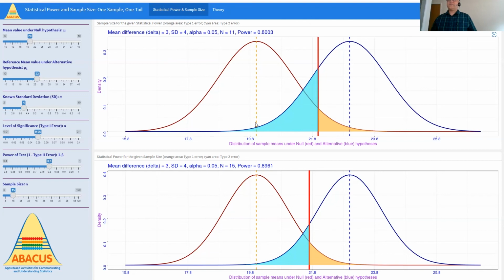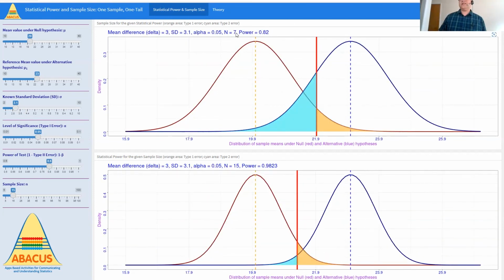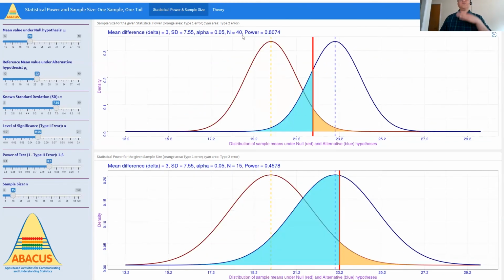So if your difference is big, you need fewer samples, and if your difference is small, you need more samples. It will also depend on the standard deviation. If you have a really small standard deviation, you will need a small sample because you will have a higher precision of your estimate. So for example, it's 4, and if I make it 3, you'll see the sample size is reduced. But if I increase it to a very high value, you'll see you need a quite bigger sample.